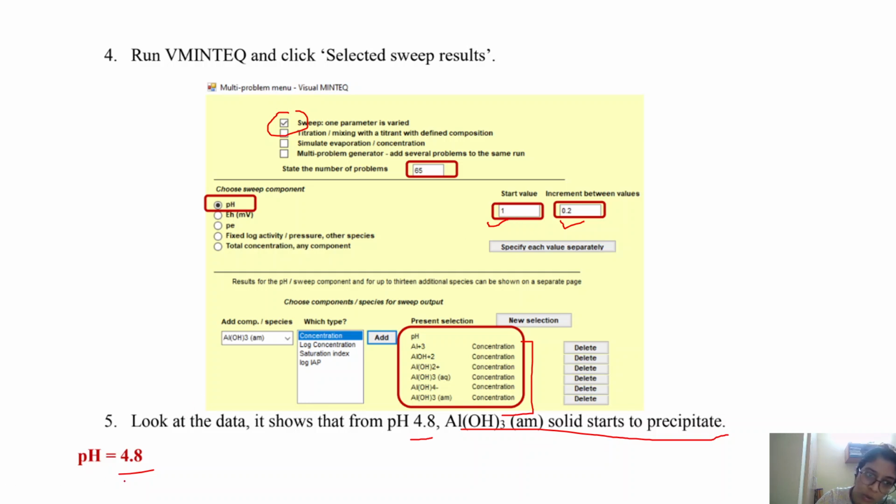Then when it got to pH 4.8, we will be able to see that AlOH3 is precipitating the most. Okay, this is how we can check. So this thing can be easily done in Visual MINTEQ.